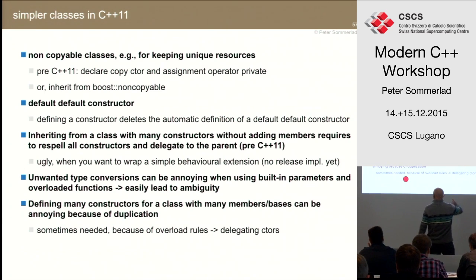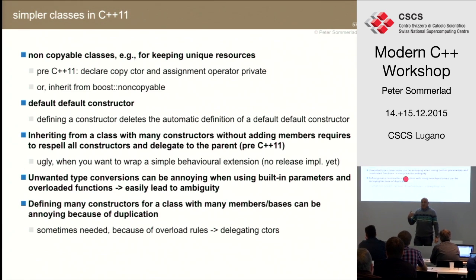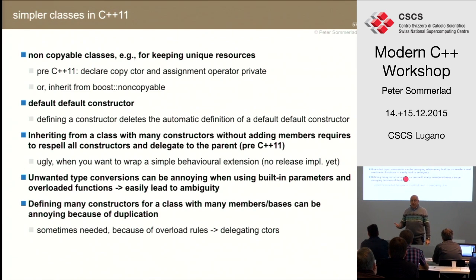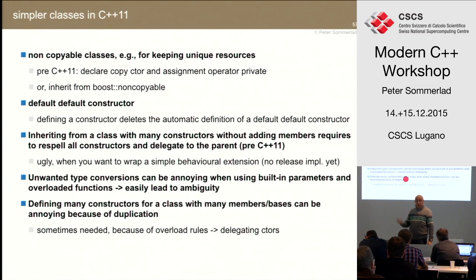One thing that could also be annoying is if you have many means to construct a type, which might not be a good design anyway, but there might be situations where you have different means to construct something. If you have many overloaded constructors, that ends up being annoying because you need to specify the same things over and over again and have code duplication. That's something new in C++11. We got delegating constructors, so we can have one constructor that is used from all the other constructors that does the real work.